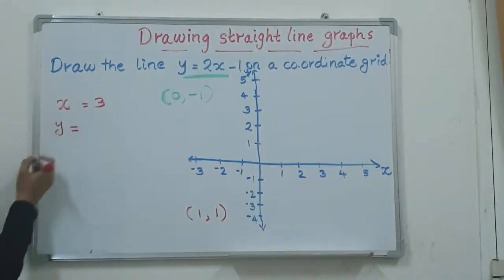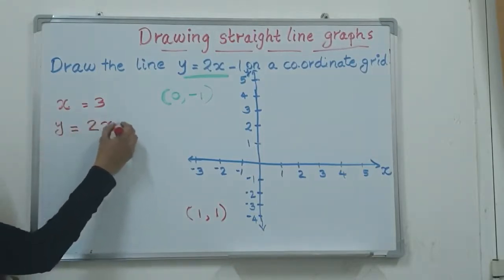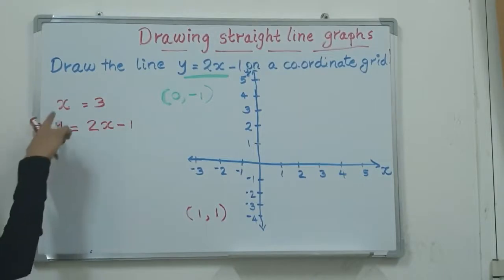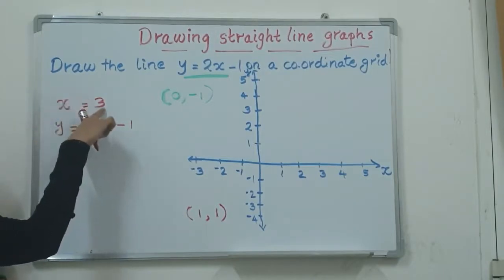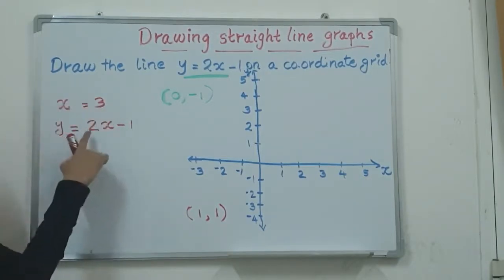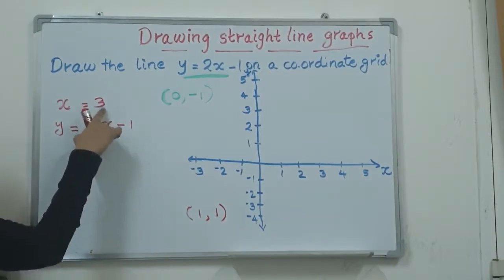Take the equation y equals 2x minus 1. What is the value of x you have taken? It's 3. So what is 2x? 2x means 2 multiplied by x, and here x is 3.